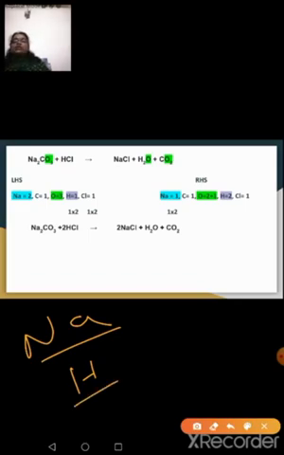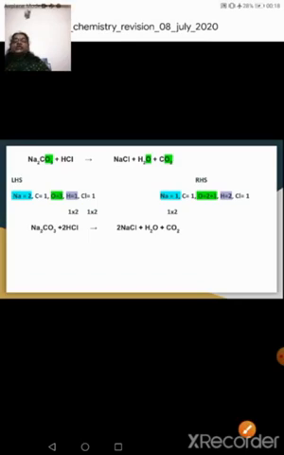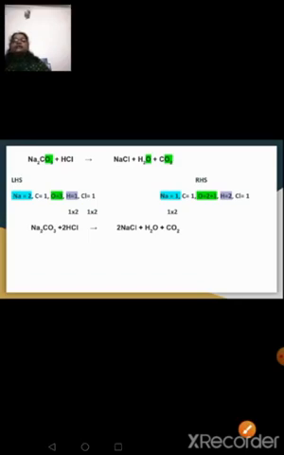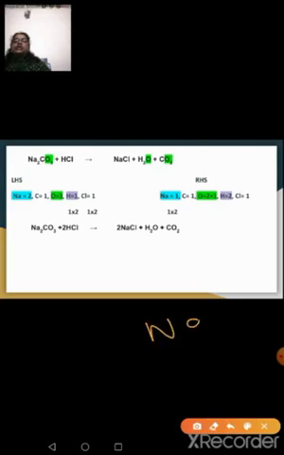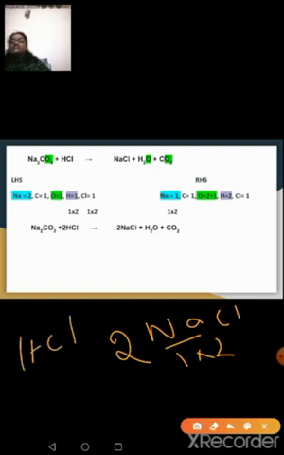So on the RHS, Na is only 1. NaCl is given, no? So this is only 1 atom of sodium here. If I multiply by 2, I'll put a 2 here. When I do this 2, my chlorine is also becoming 2. So on this side, your chlorine is coming with hydrochloric acid, so I'll put a 2 here. So chlorine becomes 2 and your hydrogen is also 2.